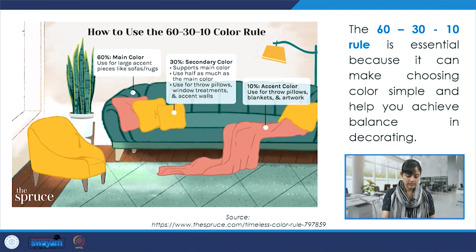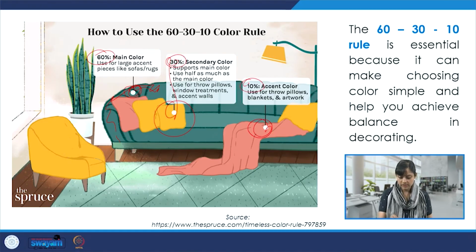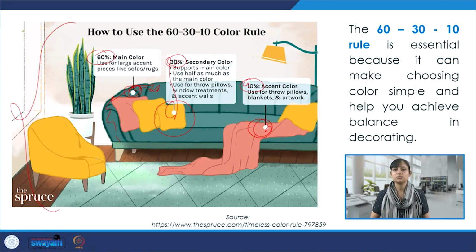So here, if we see, this 60% is the main color, this one over here is the 30% in the 60-30-10 rule, and this one over here is the 10% accent color. And the combination of this creates a very interesting space. And overall, balance is achieved while putting this all together in a place.